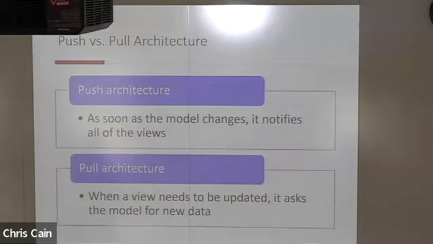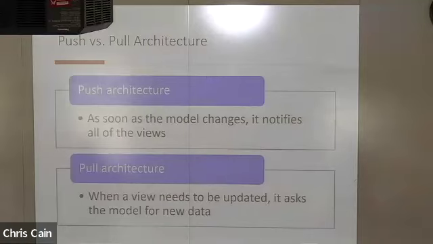So push says as soon as the model changes, it notifies every view of those changes, and each view is capable of updating itself based on the new data. The pull says when a view needs to be updated for some reason, it asks the model for data and updates itself accordingly.